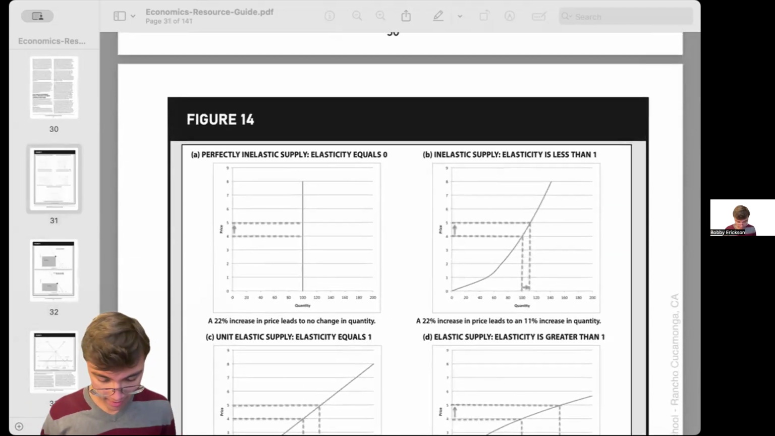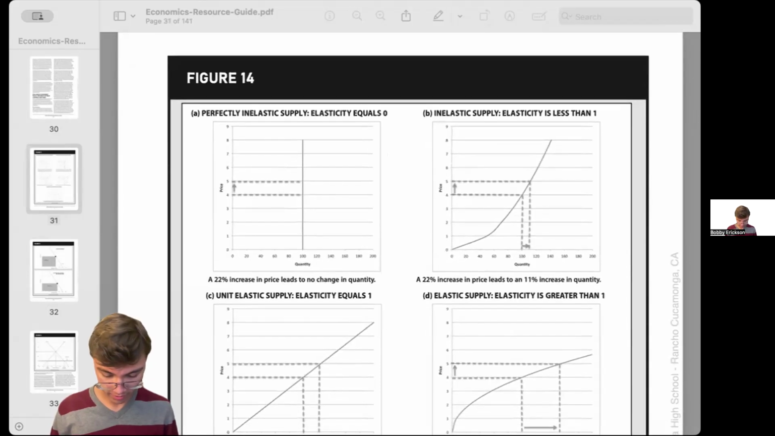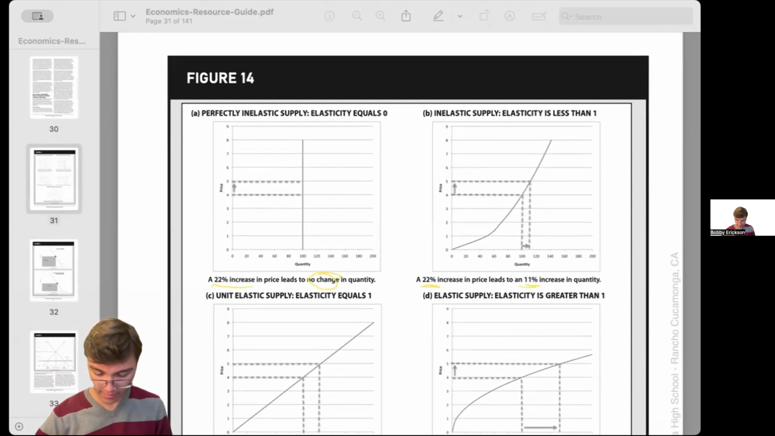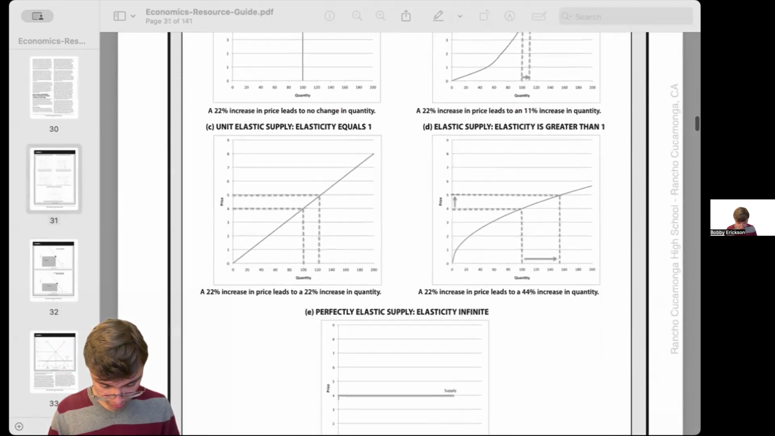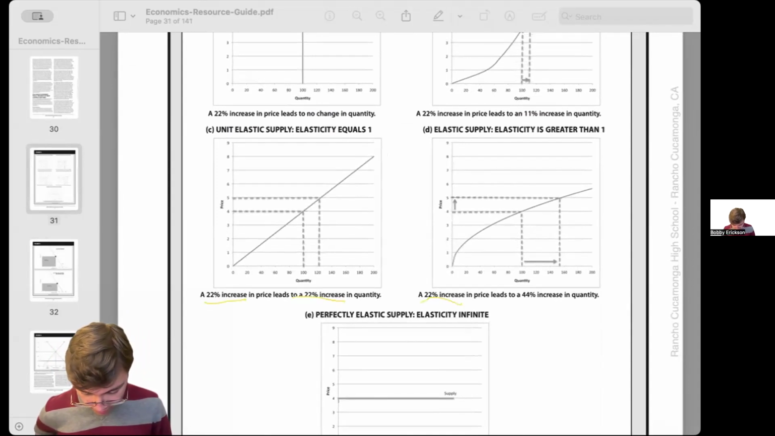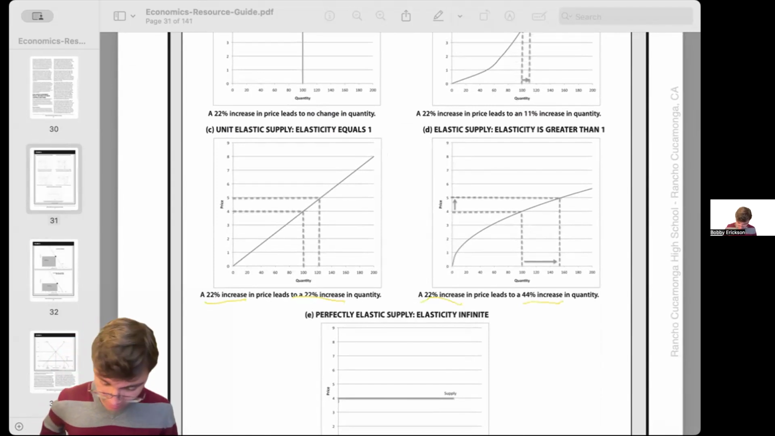So we can see here that perfectly inelastic supply is when the elasticity equals zero. So a 22% increase in price leads to no change in the quantity supplied. Then, 22% increase leads to 11% increase in quantity. So not very much. And then we get here to unit elastic, where 22% increase leads to 22% increase. And then 22% increase leads to 44% increase, which is a higher increase, is elastic.